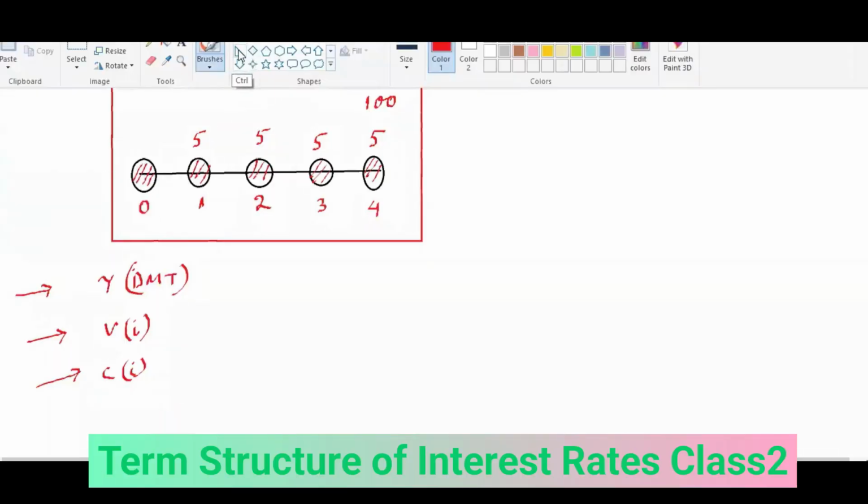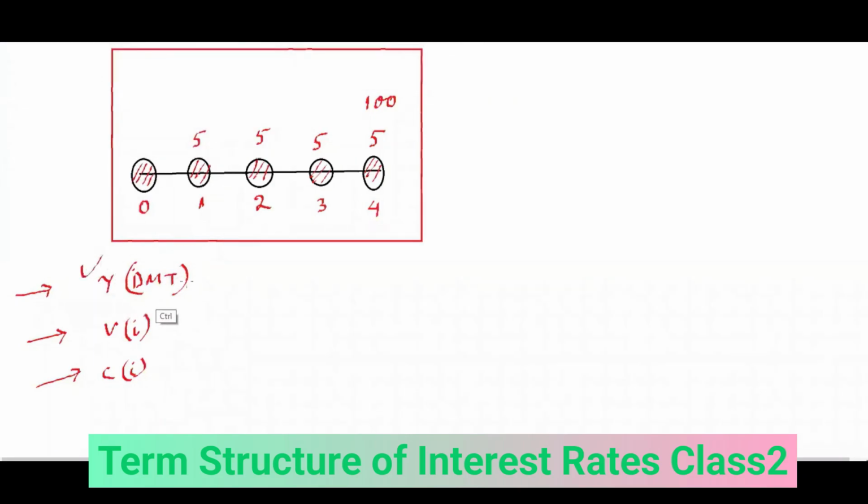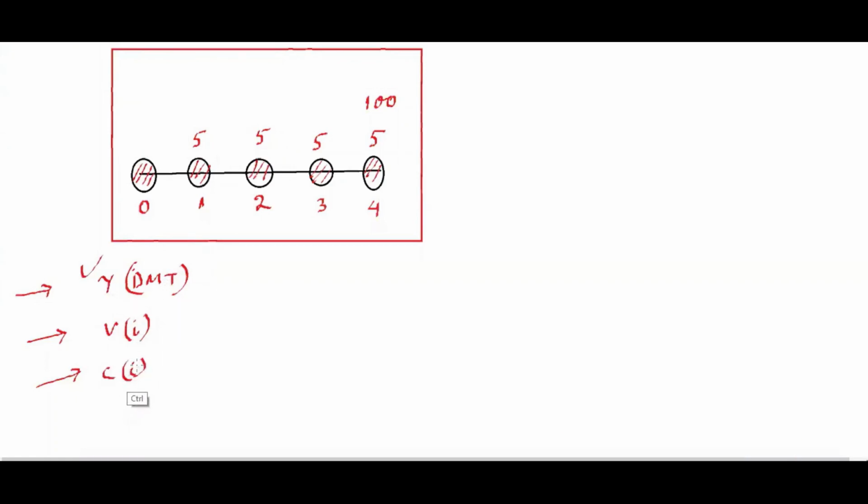These three measures are very, very important. The first one here is tau, discounted mean term. I explained already. And the second one is volatility VI, and the third one is convexity. These are the three measures. Okay. So for this simple problem, we'll try to find tau, VI, and CI.